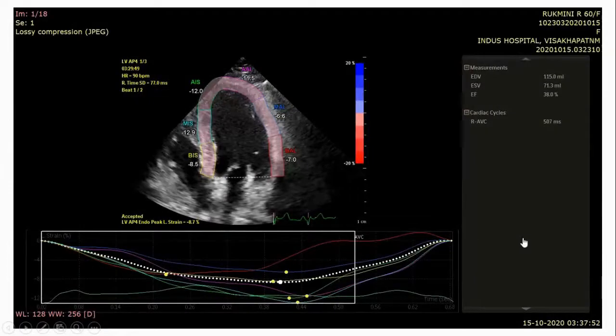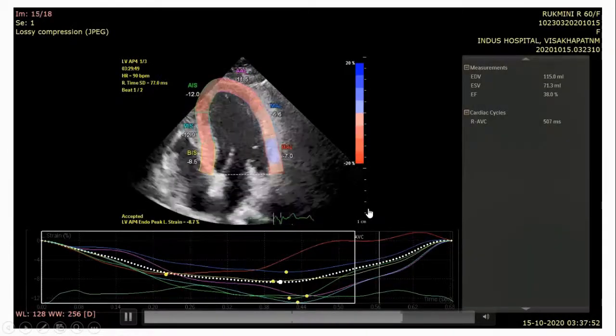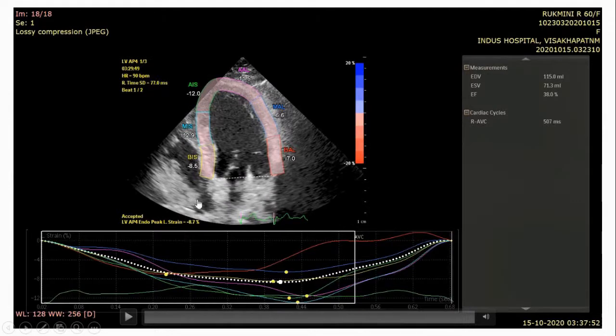Then I did a strain. This is the 4-chamber view. You can see each and every segment has been given colors, and you can see the synchrony waveform, and you can see the aortic valve closure time, where not every segment was approximated at the points. Looks like it is a desynchrony, and in the 4-chamber view I got a 38% EF.